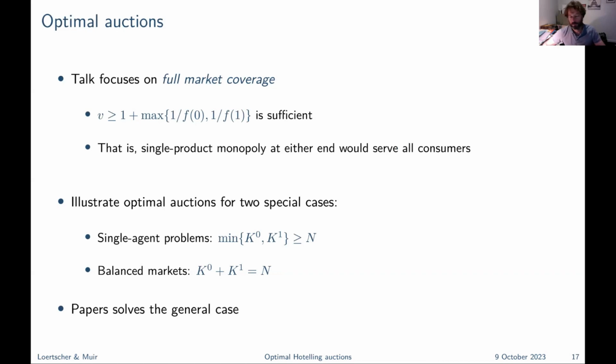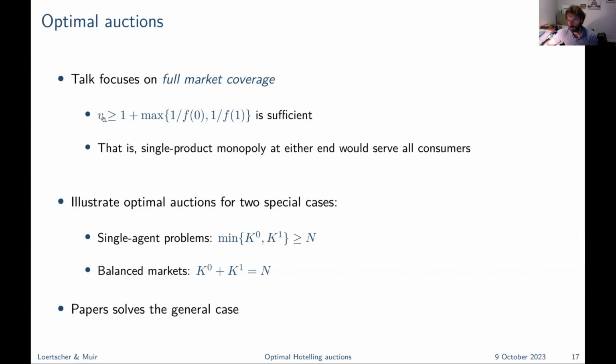Okay, so let me now walk you a little bit through two specific applications, or derivations, of the optimal auction. The paper is more general, but here we'll be focusing on the full market coverage case, by which we mean the situation where a monopoly seller at zero would sell, if he has enough goods, to a buyer at location one, and likewise a monopoly seller at location one, a single product seller, would be selling to a buyer at location zero.